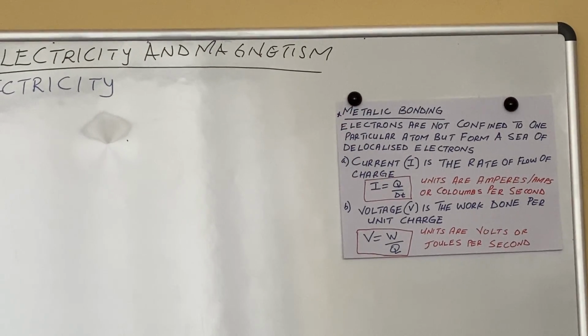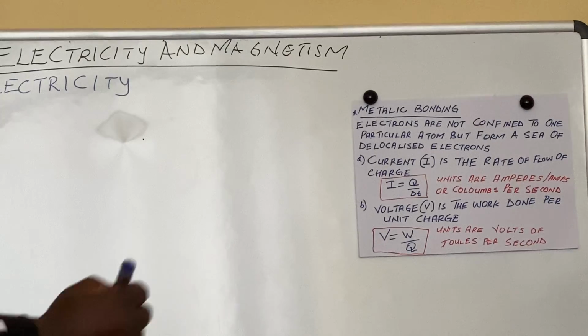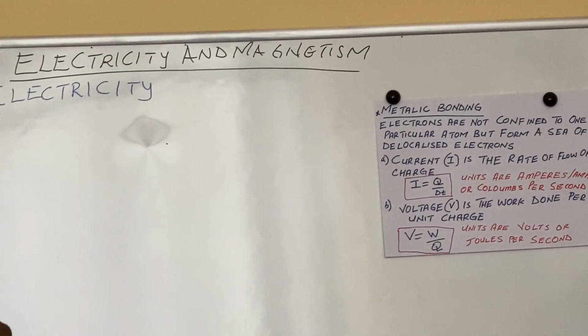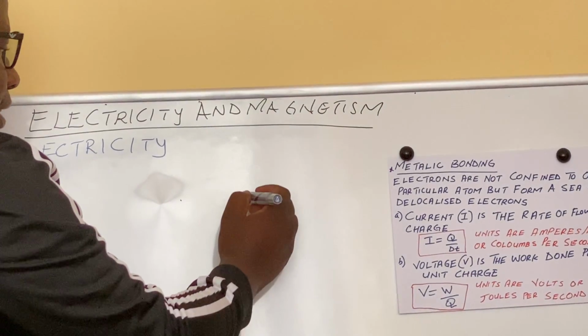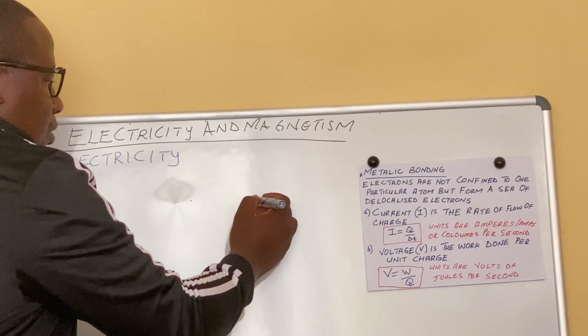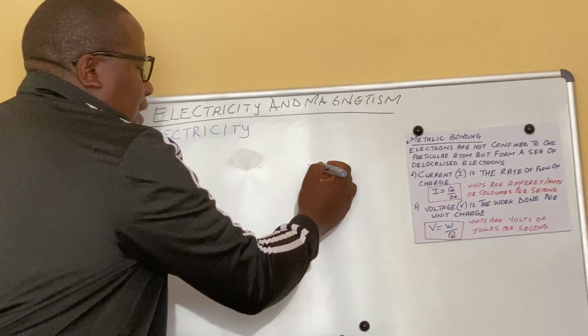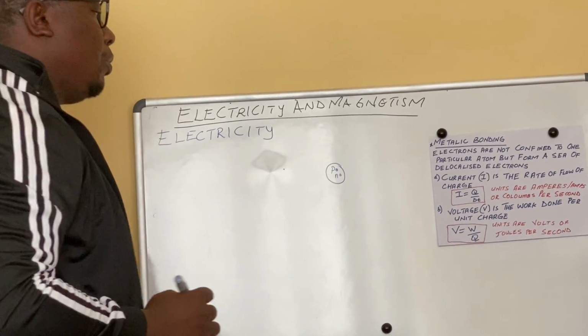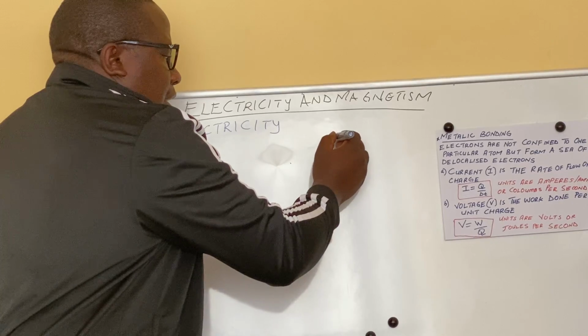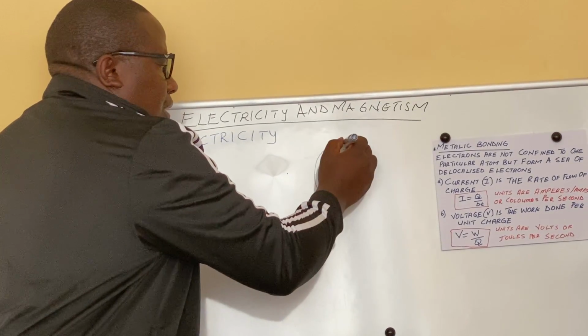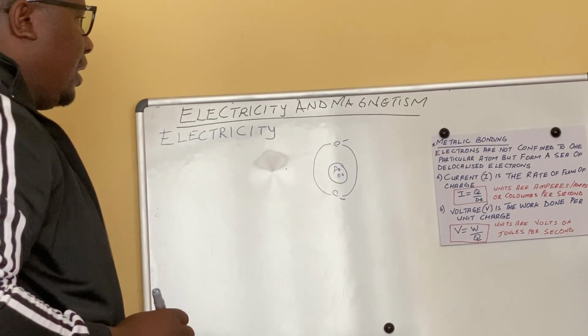So what happens in metals is this. You remember the structure of the atom. The structure of the atom is in such a way that, simplified structure, at the center of the atom we have protons and neutrons that make up what we call the nucleus. And then around the atom we have electrons that are constantly orbiting. We have something like that.